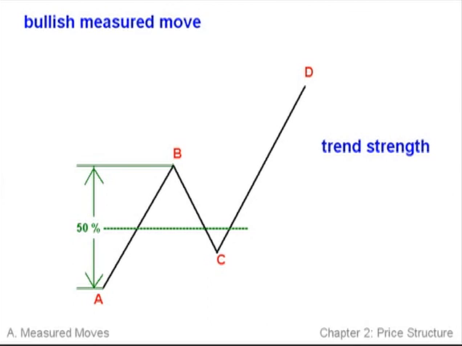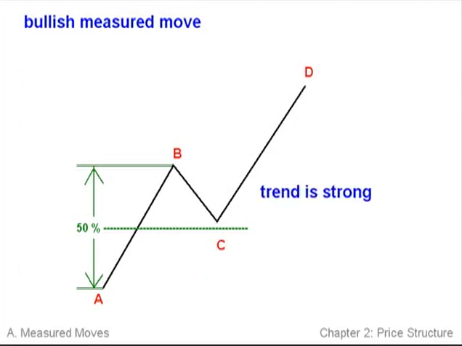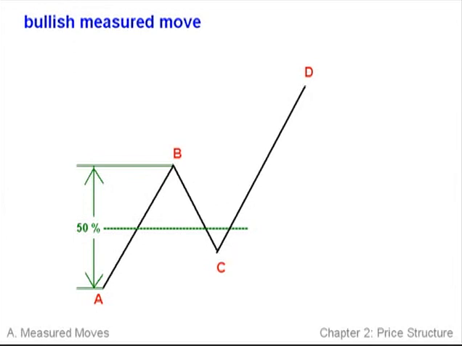If point C retraces less than 50% before trading above point B, then we can declare this uptrend to be strong. But if the retracement at C turns out to be deep against AB, that is more than 50%, then we can say that the trend is weak. And if it's right at 50%, we can also call it strong.